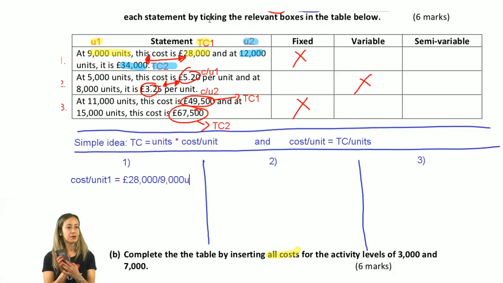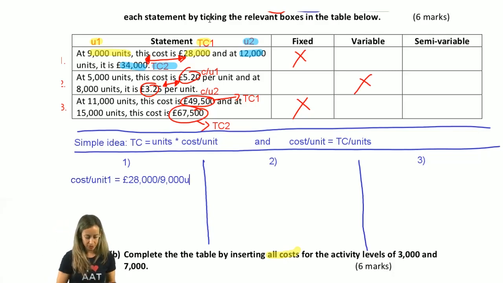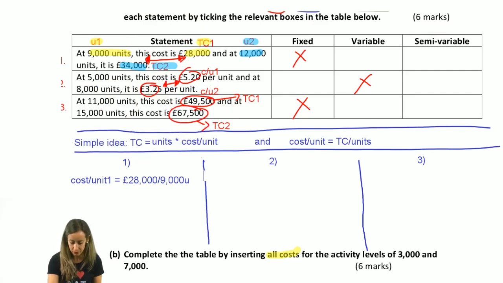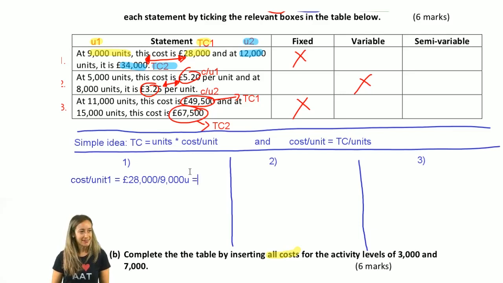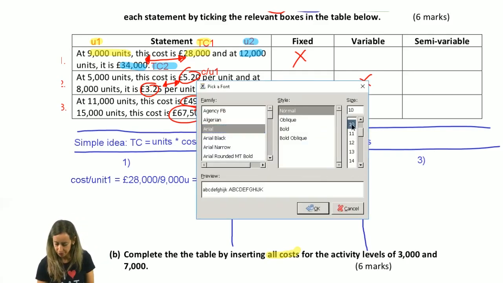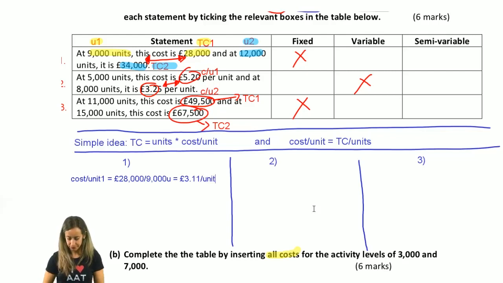So come on then, take your calculators out and help me with the answer. How much does this come up to? Has anyone got it yet? Oh yes, okay, thank you. I'm glad you got the same answer as me. I made that 3.11 per unit. It is £3.11 per unit. Wonderful.